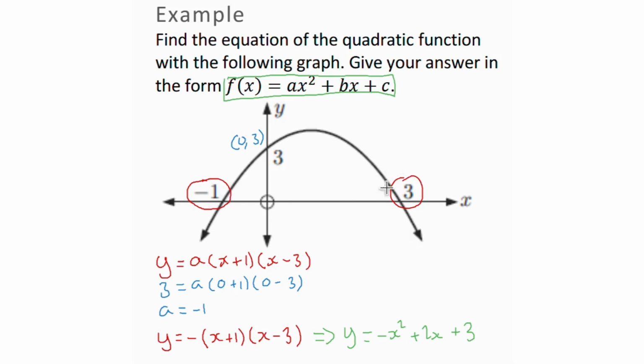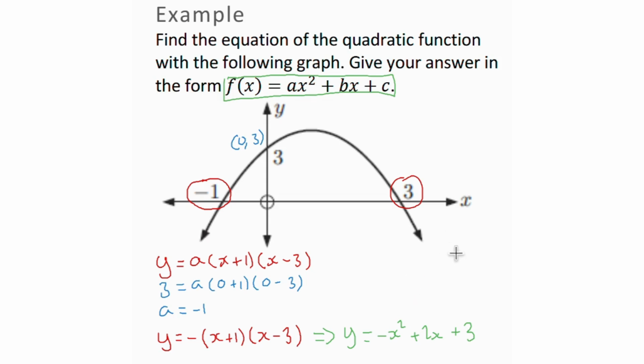So use the form that we know, that we have information to tell us something about. Substitute in the other point to find the missing coefficient, missing constant, and then substitute that constant into the form. And if we need to give it in a particular form, then rearrange it into that.